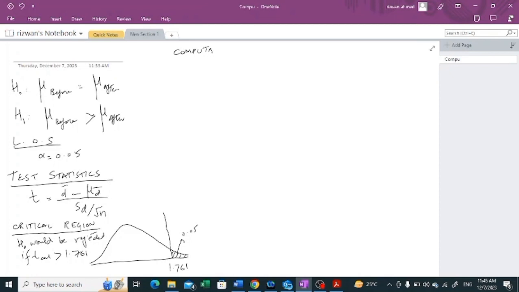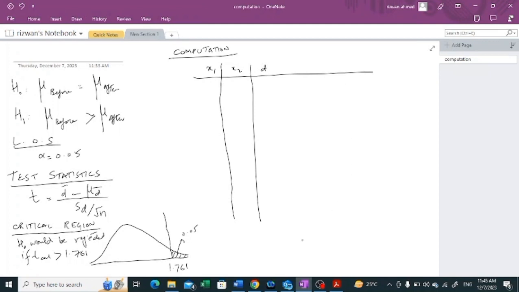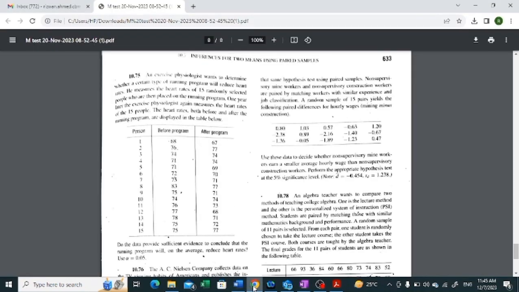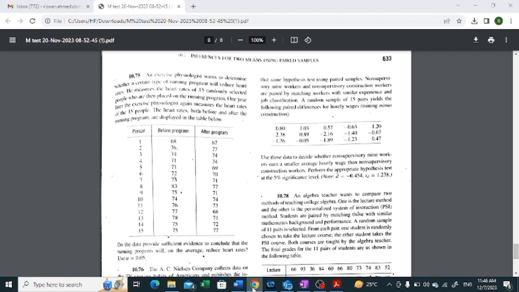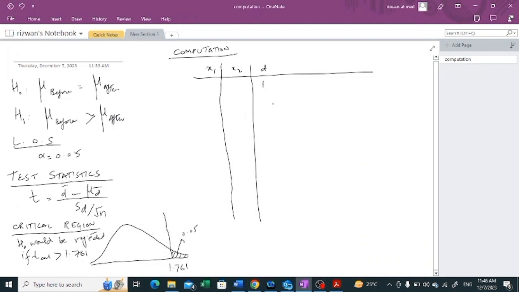Now, after the step of defining the critical region, we go for the step of computation. In the step of computation, we take paired differences, considering each pair. So 68 take away 67 gives us plus 1. Then the second observation is 76 take away 77, minus 1. 74 gives us 0 and minus 3. So 1, minus 1, 0, minus 1, 0, 1 and minus 3.